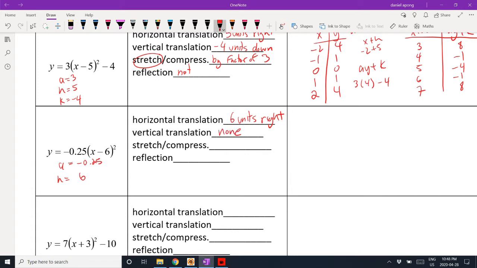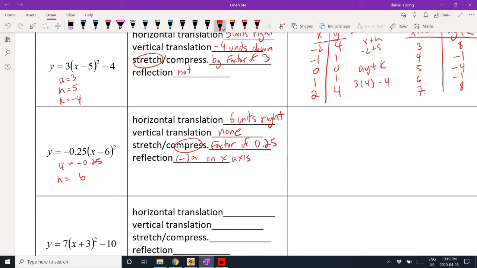A stretch or compression, because of the absolute value of a, so we're not looking at a itself without the sign, is a fraction, or 0.25, that's a compression. So it's a compression by a factor of 0.25. And is there a reflection? Yes, there is, because a is negative. So the negative part of a, that's what we're looking at here. So we can say it's a reflection on the x-axis. Okay, so that's how we would describe it.